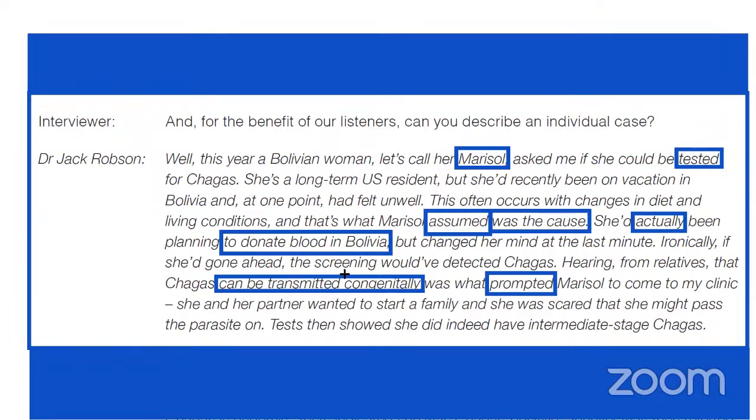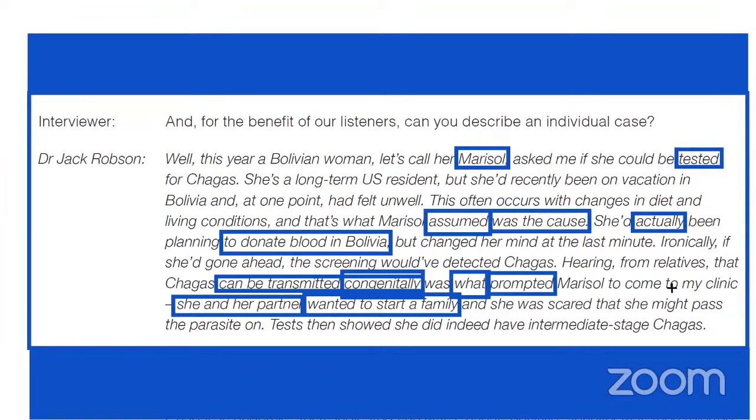Transmitted congenitally. And that was what prompted Marisol. That was what compelled her, motivated her, persuaded her, encouraged her to come to my clinic. She and her partner wanted to start a family.